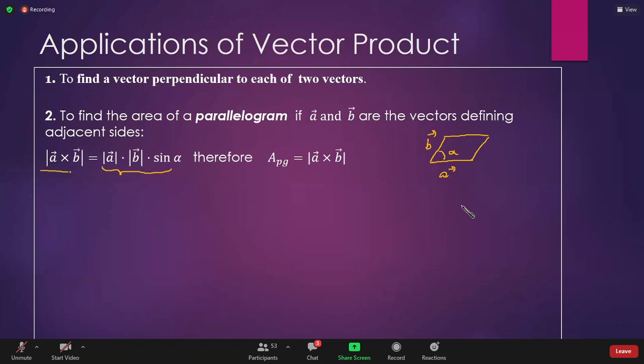This is where the vector product makes it very short. You find the vector product, simply multiply the two vectors using the coordinates of A and B, find the magnitude using the Pythagorean theorem, and that will be the area of the parallelogram numerically.